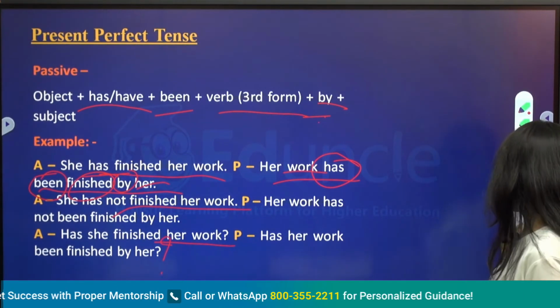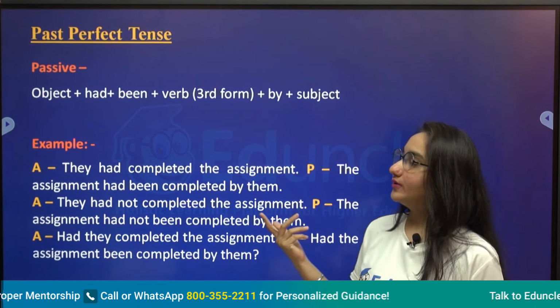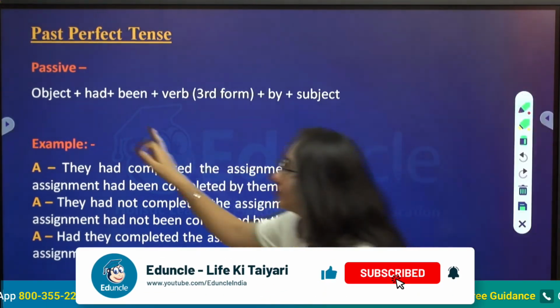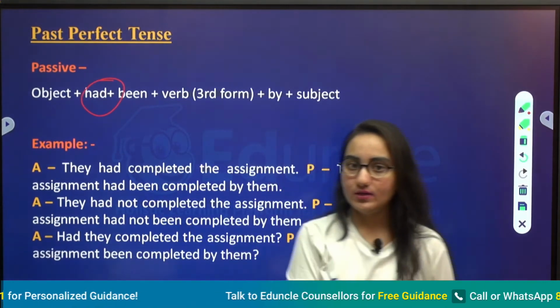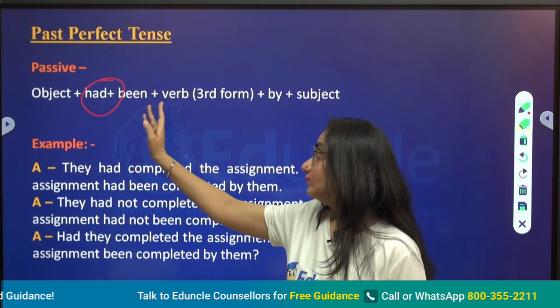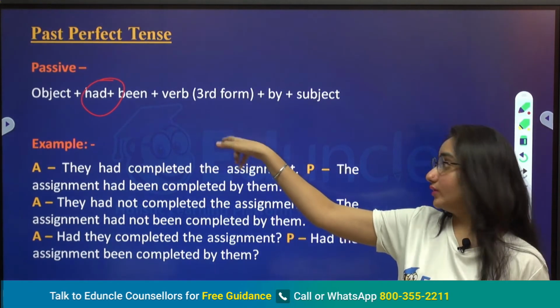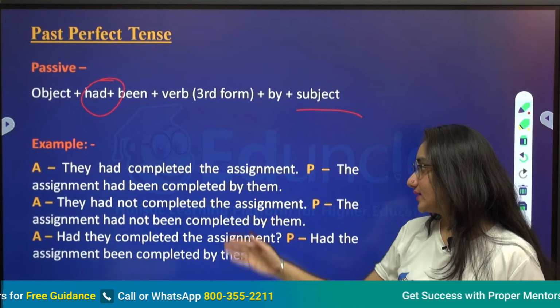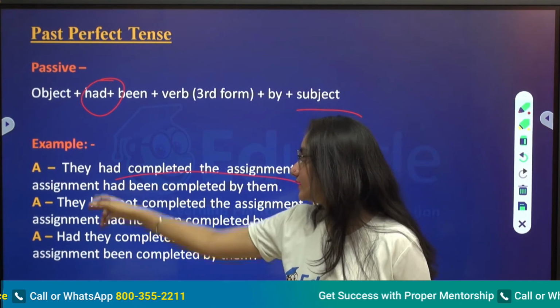Now if I talk about the past perfect tense, again what change will come? Instead of has, I will be using had. So: object plus had plus been plus third form of the verb plus by plus the subject. As an example, they had completed the assignment.